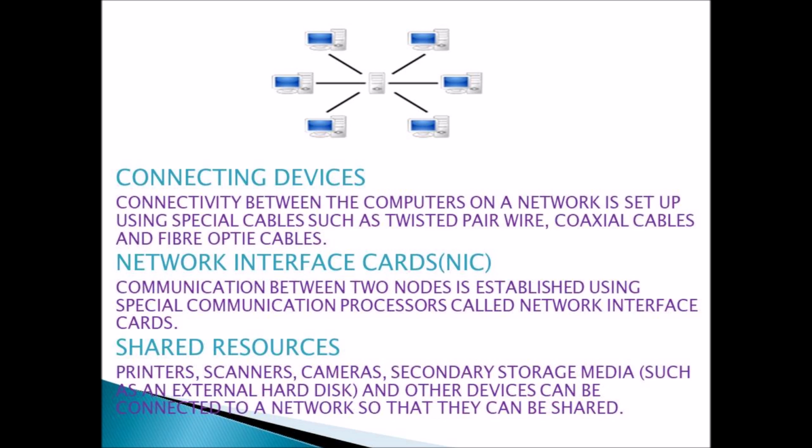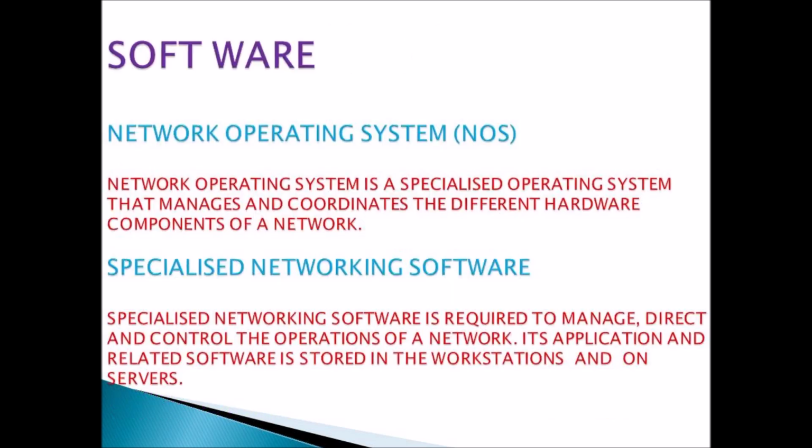Resources may be a device or data or information, whatever it may be. For example, printers, scanners, cameras, secondary storage media like an external hard disk, and other devices that can be connected to a network so that they can be shared. This sharing can be done both wired and wireless. So this is all about the hardware, the components of a network.